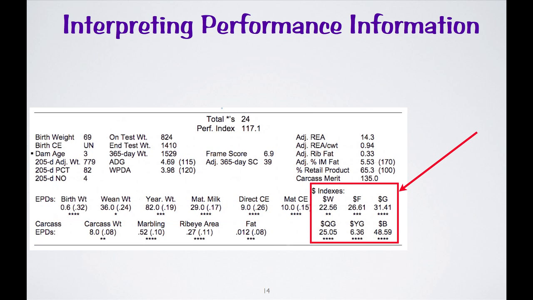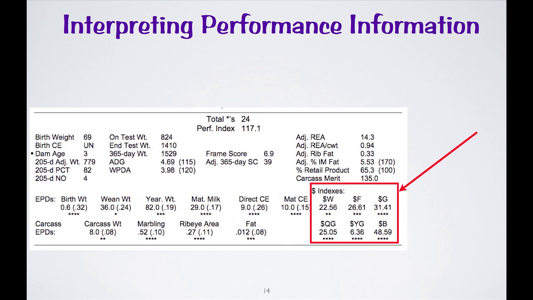Over on the right hand side on the bottom, you will see the indexes listed that are provided by the different breeds. The particular example would be those that are provided by the Angus breed. Different breeds have a little bit different indexes.